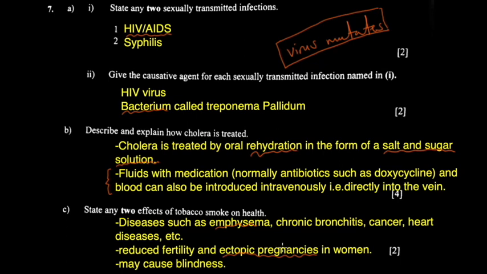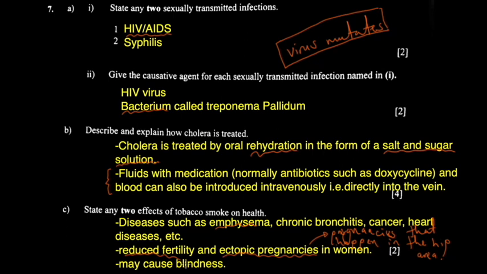So, reduced fertility and ectopic pregnancies in women, pregnancies that happen in the hip area. Okay, so they're not very good. You have to undergo an operation for the most part.